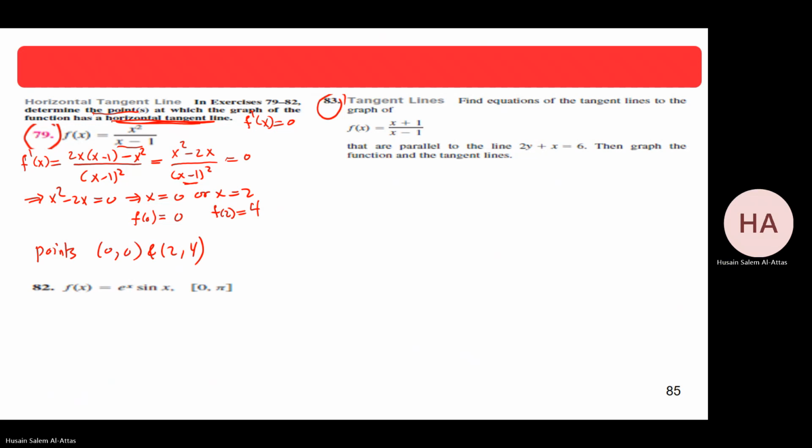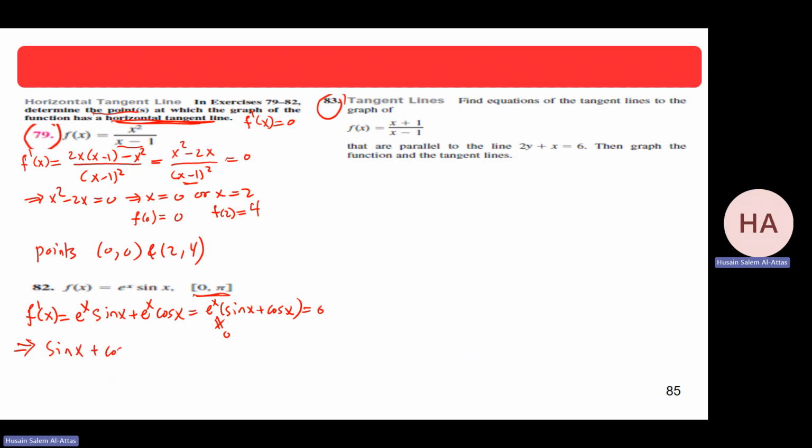Okay, number 82, another problem doing the same thing, but he gave us a specific interval because we have sine and cosine. So f prime will be a to the x sine x plus a to the x cosine x, which is a to the x times sine x plus cosine x. I want this to be equal to 0. A to the power x is impossible to be 0. That implies sine x plus cosine x equals 0. That implies sine x equals minus cosine x.